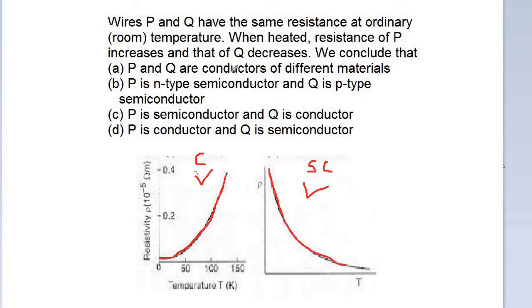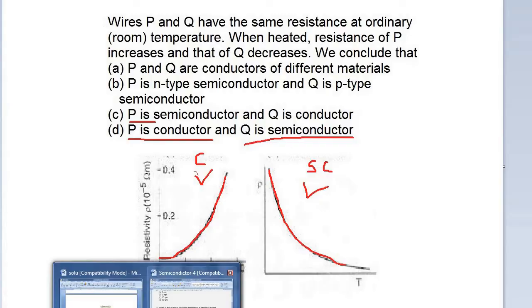So in our case, because the resistance of P is increasing, P is a conductor and Q is a semiconductor. Remember this: for a conductor, as we increase the temperature, the resistivity increases and conductivity decreases. For a semiconductor, as the temperature increases, the resistivity decreases and conductivity increases. Now we come to the next question.